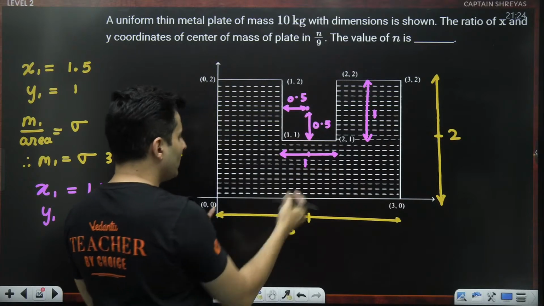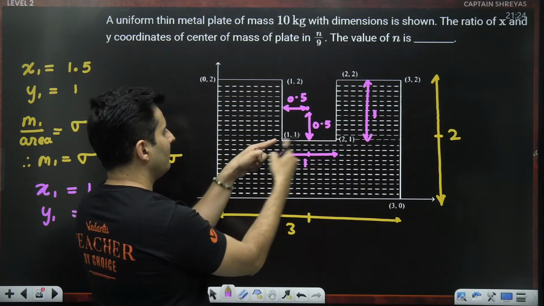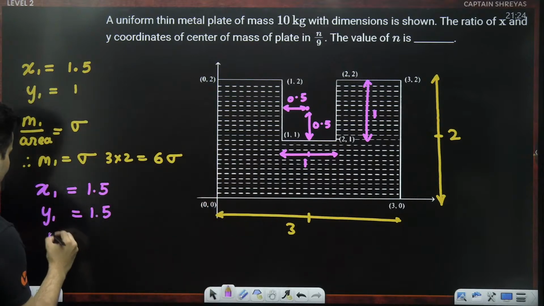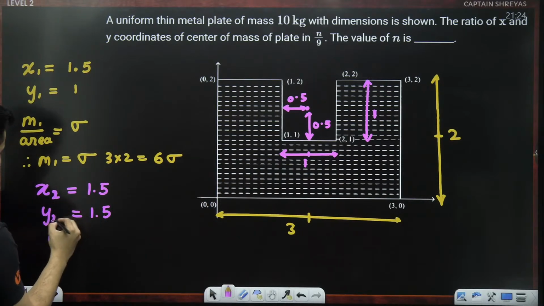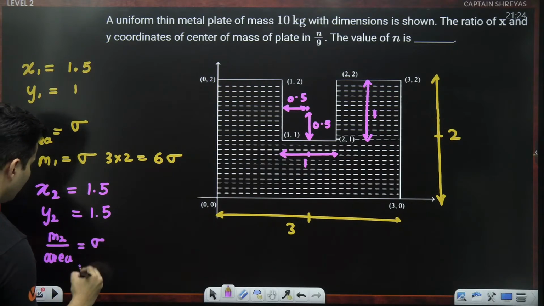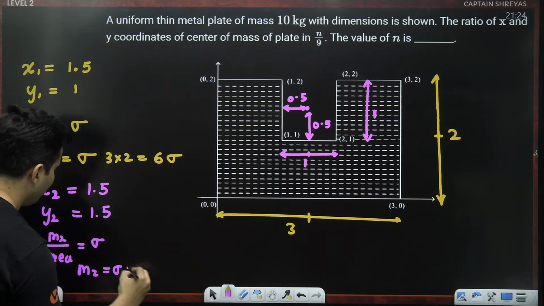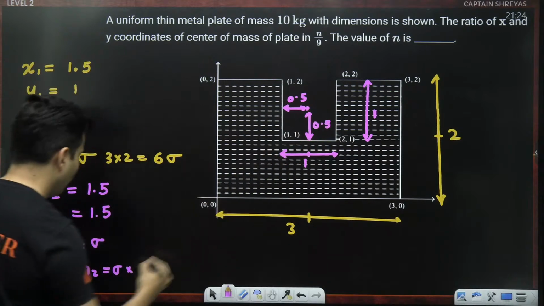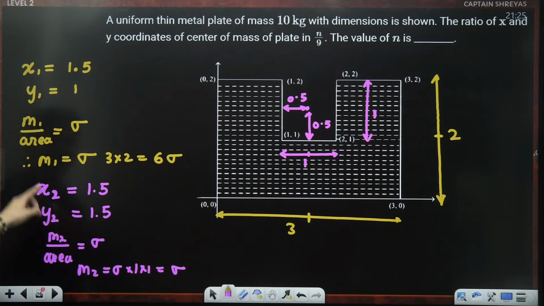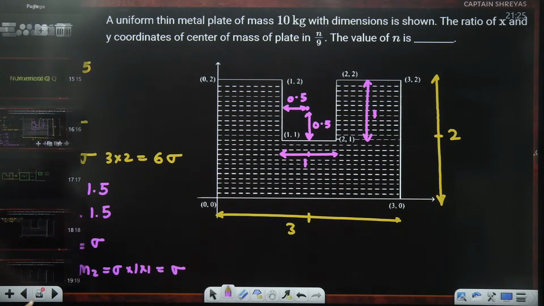We are talking about the coordinate. So you have to count this one plus 0.5. Count this one plus 0.5. What about the mass? Sorry, this is x2 and this is y2. My bad. So mass m2 upon that particular area will be sigma. So therefore, m2 will be sigma multiplied by area, 1 into 1, which means it is sigma. So we got x2, y2, m2, m1, x1, y1, everything we got.